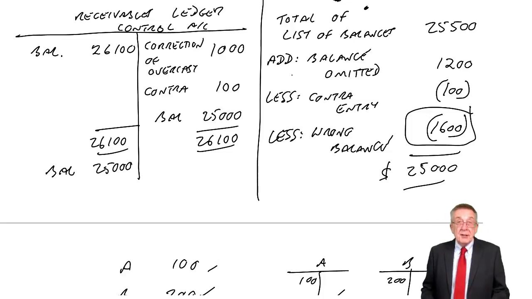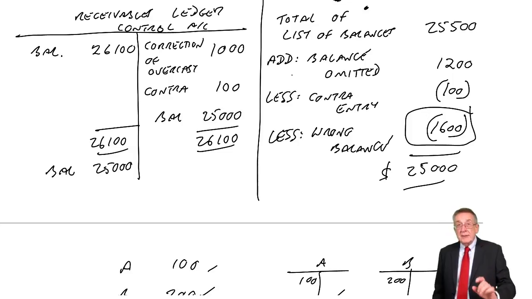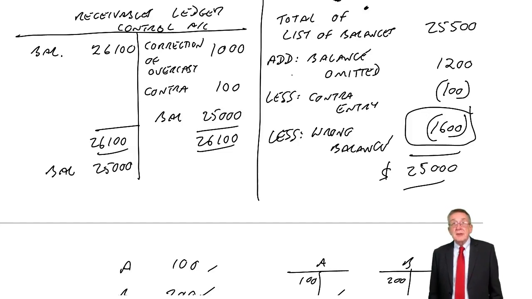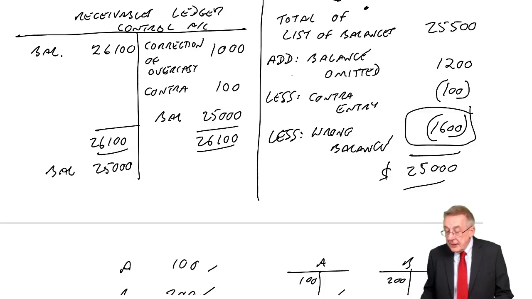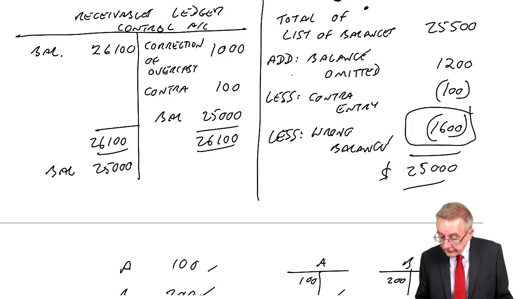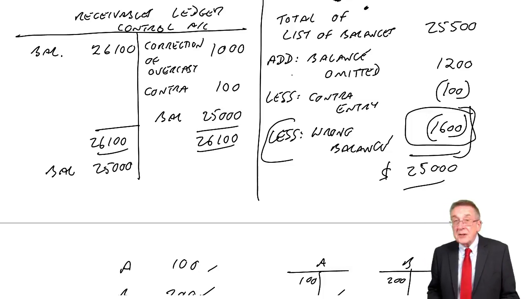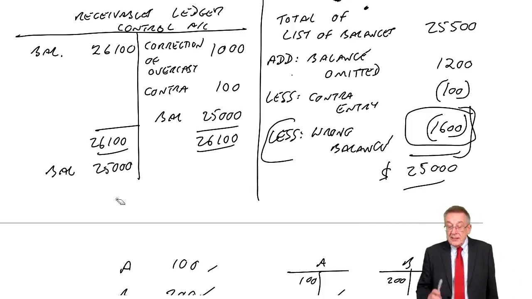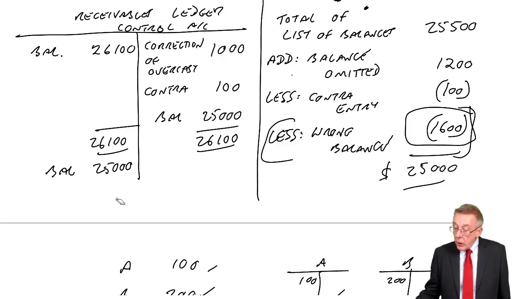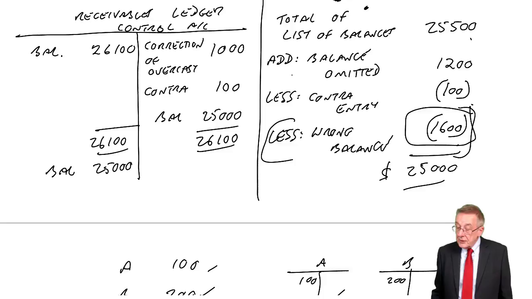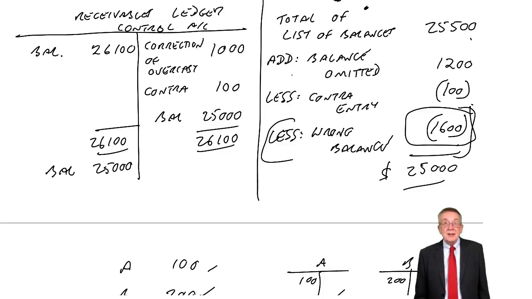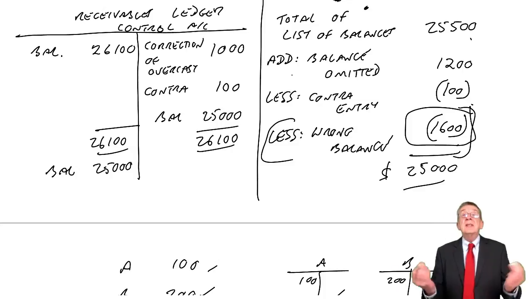Either they'll give you a list of errors, but perhaps only give you three of them, and ask you what difference still remains. So, you know, if they didn't give you that last error, if it wasn't there, you'd have 25,000 on the control. On the list of balances, if that 1,600 wasn't there, you'd have 26,600. It'd say what balance remains. Well, it'd be the difference.